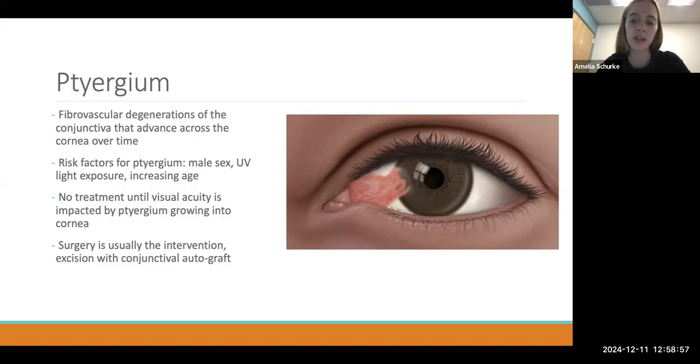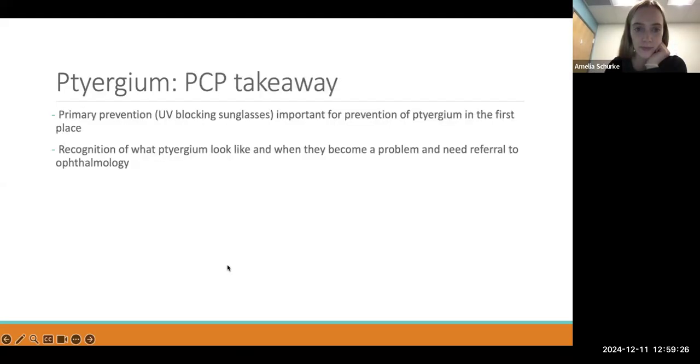This can be a benign process until it begins to impact visual acuity and eyesight, and there is no topical treatment for it that is FDA approved at the moment, but surgery can happen to remove it, and you can prevent further pterygium from occurring by using UV light blocking glasses.